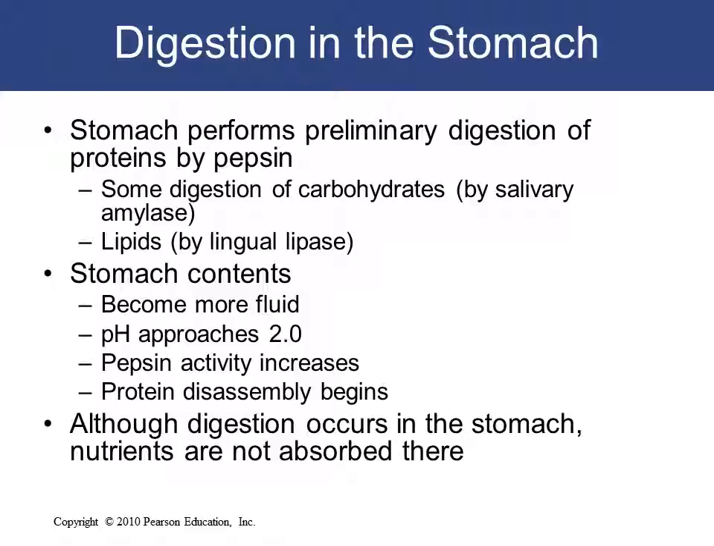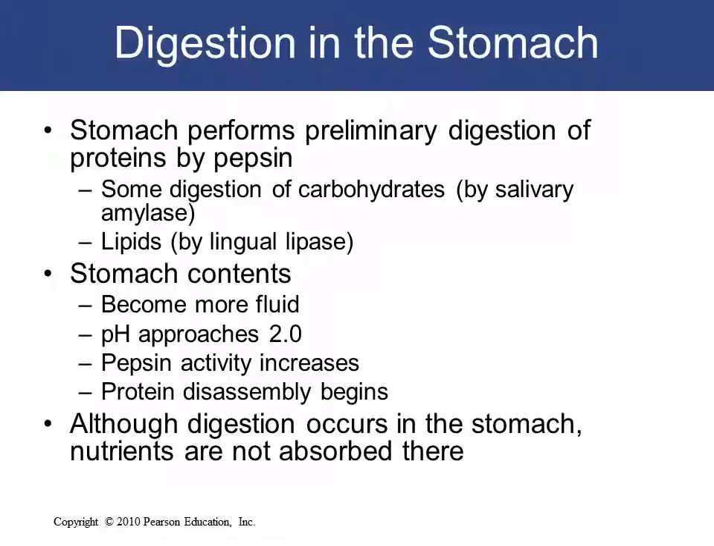Digestion in the stomach. As you know, the stomach is made up of glands, and it secretes a juice called gastric juice. The stomach also performs preliminary digestion of protein by pepsin, and some digestion of carbohydrates is done by salivary amylase and of lipids by lingual lipase.